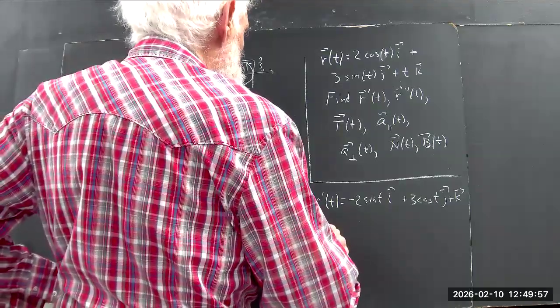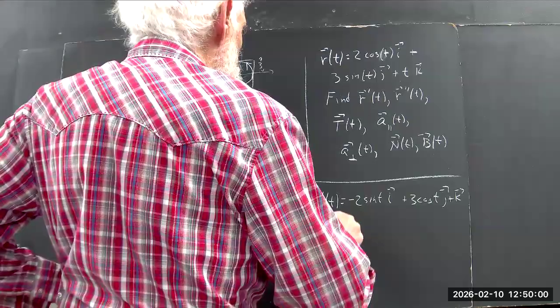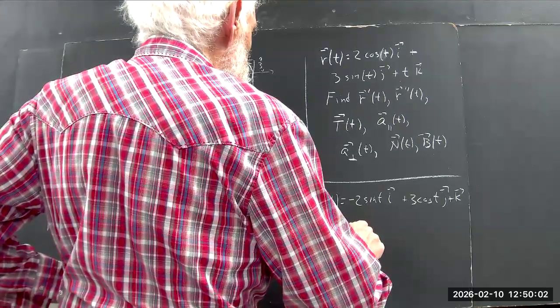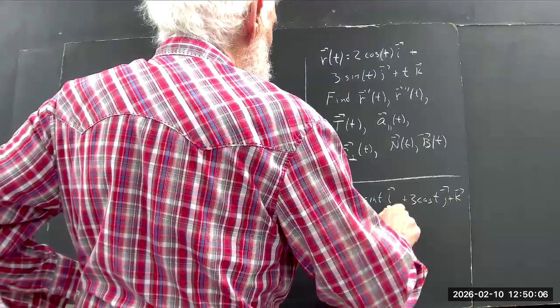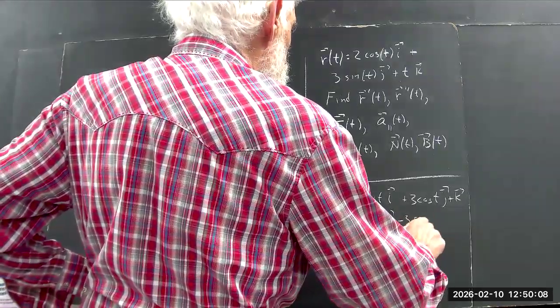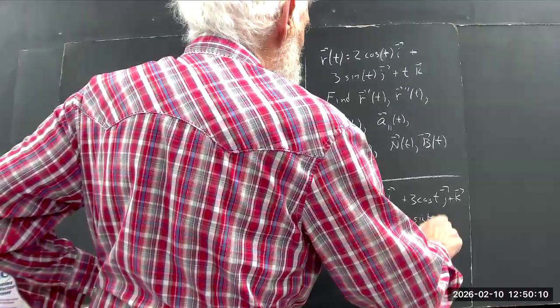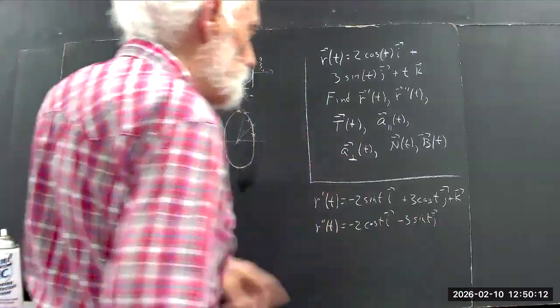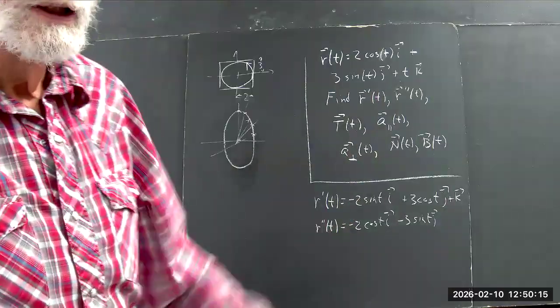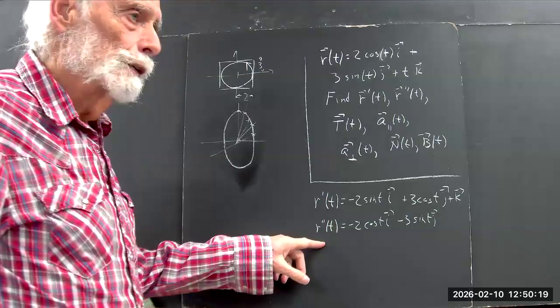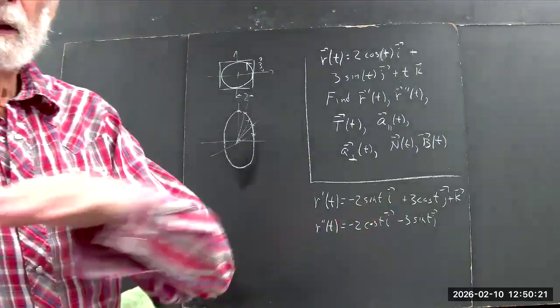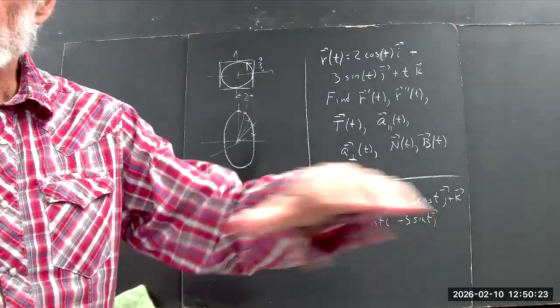So anyhow, then r double prime of t is -2 cosine t i minus 3 sine t j, and k is constant, has no derivative. So the acceleration of this thing is always in a plane parallel to the xy plane.